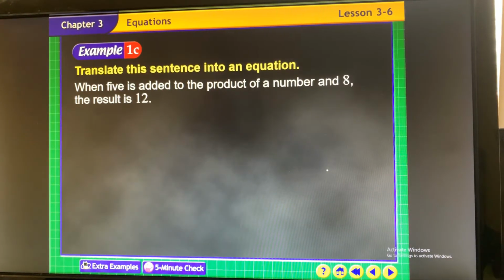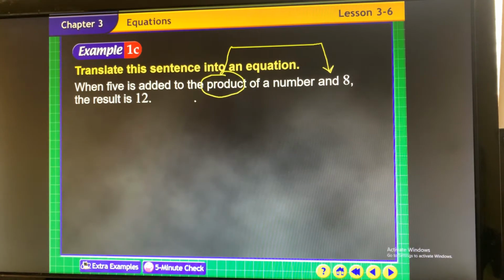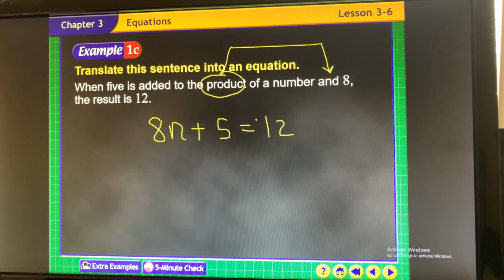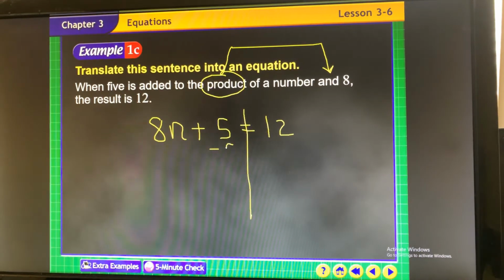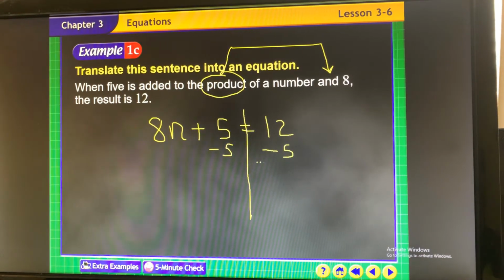Translate this sentence into an equation. When 5 is added to the product, remember what I taught you with product, quotient, sum, and difference, it connects to the word and right there. So 5 is being added to the product of a number and 8. So you have a number and 8 and you're adding 5. The result is 12. And then, of course, you go ahead and solve this whole process.